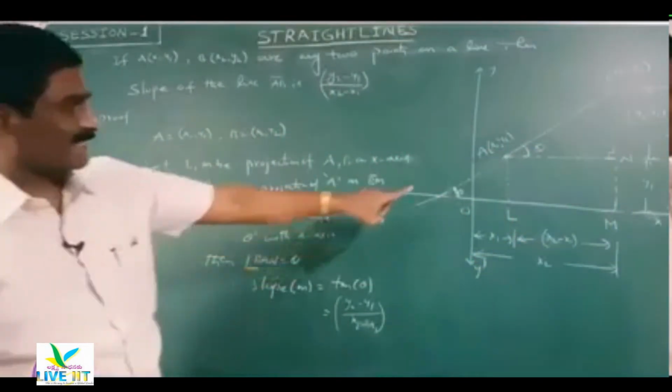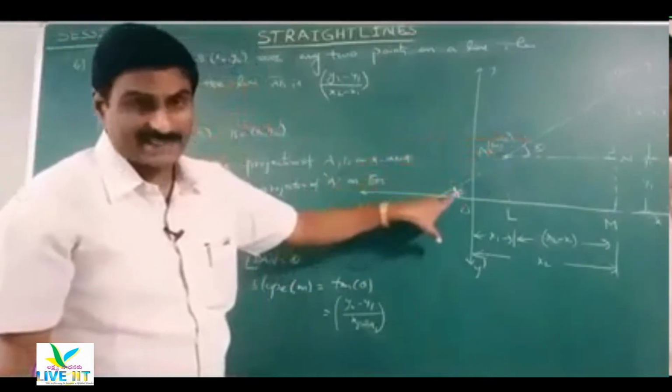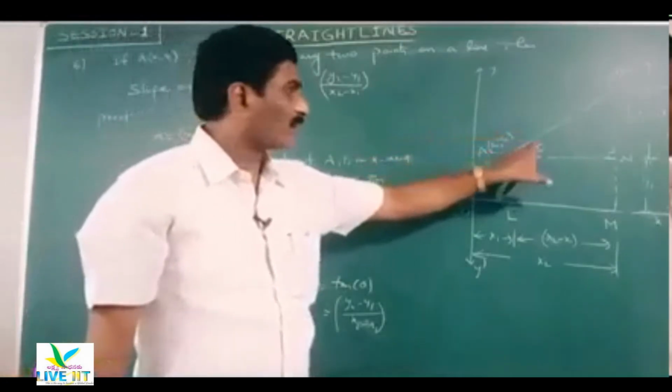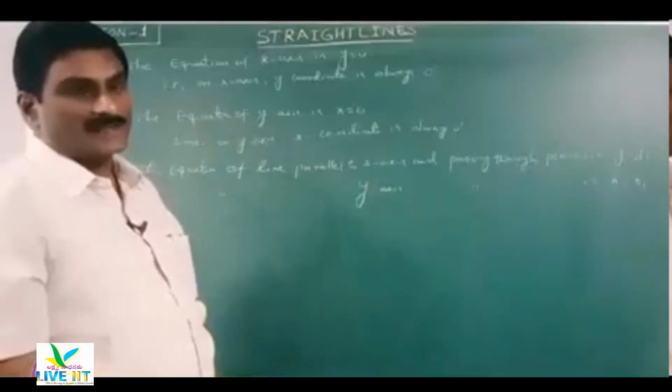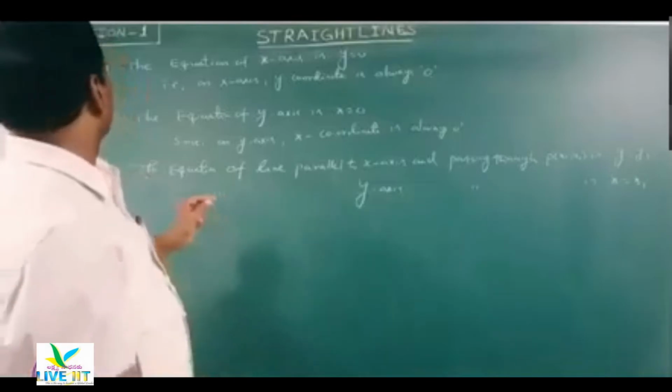Let the line make an angle theta with the x-axis. Then automatically this angle is theta. Now we find the value of tan theta. Please note this tan theta. Next, fourth point.